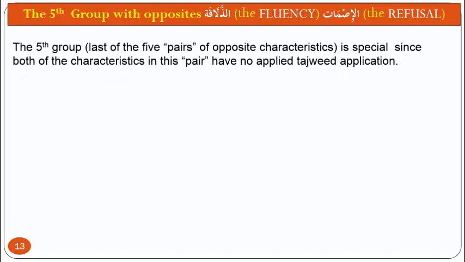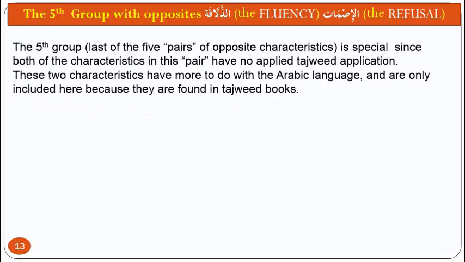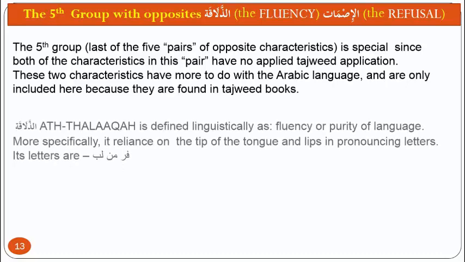This group, the last of the 5 pairs of opposite characteristics, is special since both of the characteristics in this pair have no applied Tajweed application. It is actually something to do with grammar. These two characteristics have more to do with the Arabic language and are only included here because they are found in Tajweed books. The scholar that we are studying with, Ash-Shatibi, he brought it. So this is why we are talking about it, inshallah.